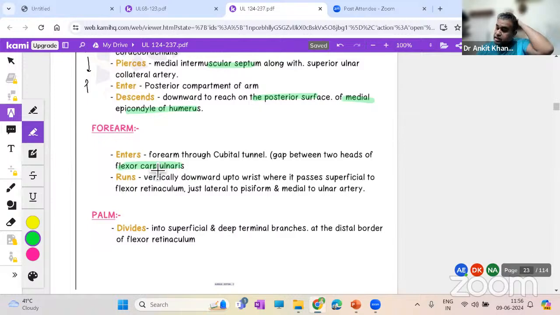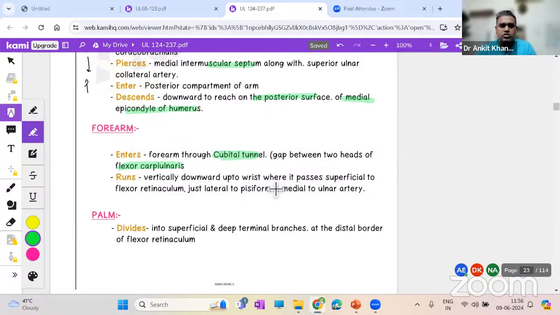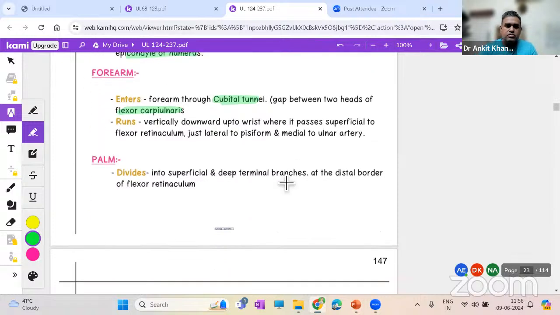And remember, it is supplying the FCU. When we said 1.5 muscles, one muscle was this. Okay, and this is known as the cubital tunnel. So the ulnar nerve can be compressed at that point, also known as cubital tunnel syndrome, and it runs vertically downward, where it passes superficially in the palm and divides into different branches.